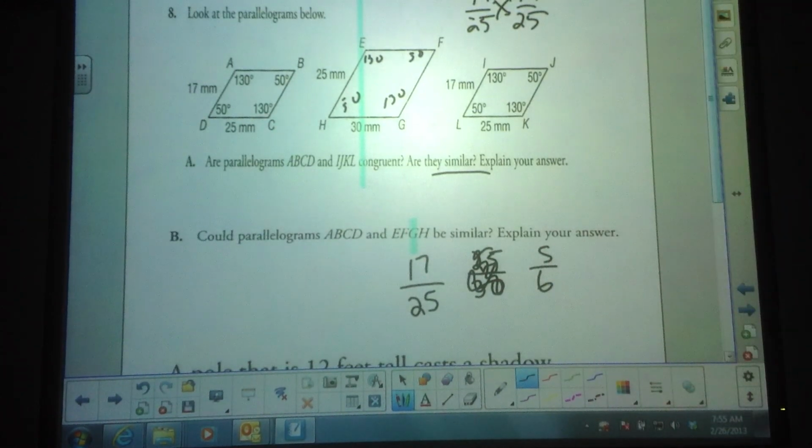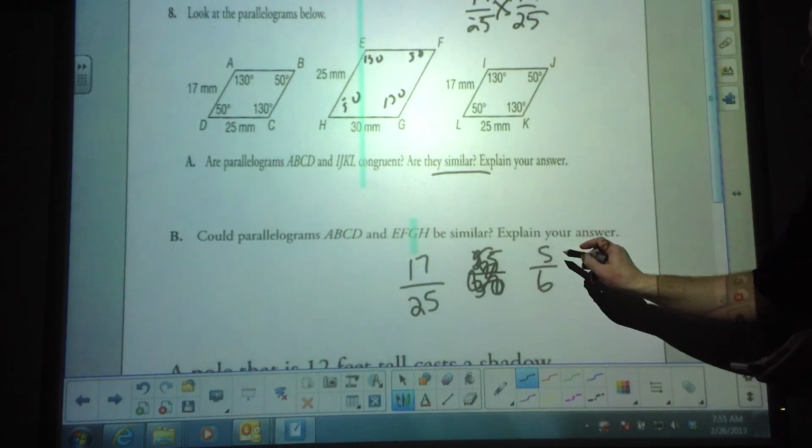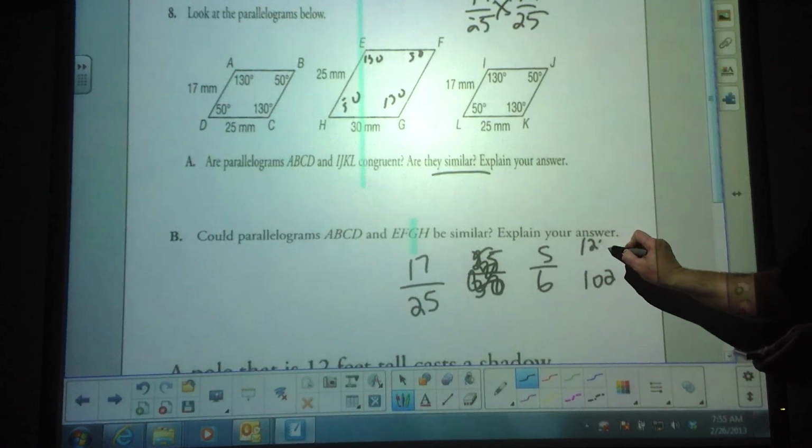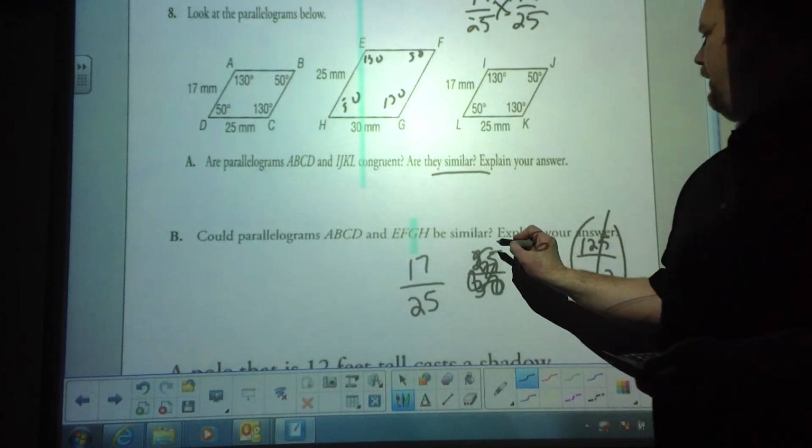So let's multiply that out, and I'm going to use a calculator for the sake of time. 17 times 6 is 102, and 5 times 25 is 125. Is that proportional? No. Therefore, they are not similar.